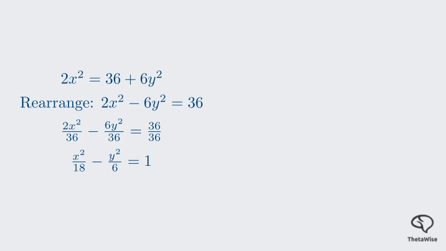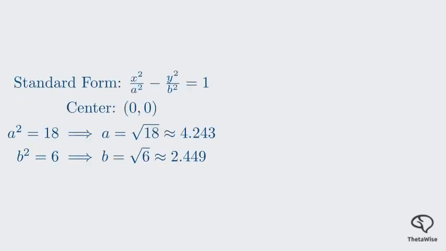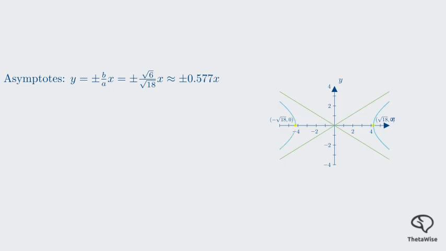We can identify a and b. a squared equals 18, so the distance from the center to a vertex, a, is the square root of 18, which is approximately 4.243. b squared equals 6, so b is the square root of 6, approximately 2.449. The center is at the origin. To sketch, we draw our axes. The vertices are at plus or minus 4.243 on the x-axis.